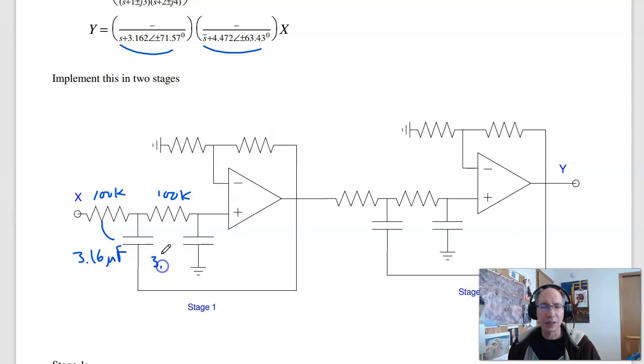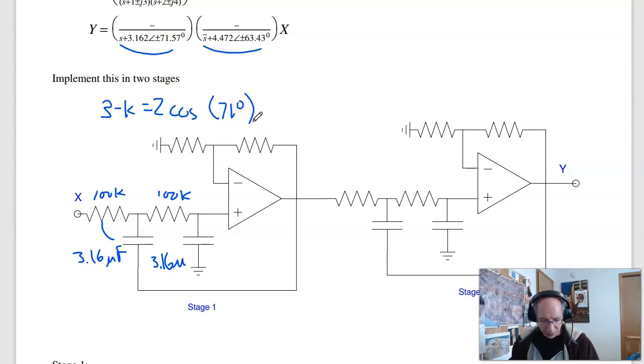Same thing here, 3.16. To get 71 degrees, I have 3 minus k is 2 cosine of 71 degrees. That gives you cosine of 71 times 2, 3 minus 2.34. So k is 2.34. Pick this, I'm going to pick 100k. And this is 134k. So the ratio is 1.34 plus 1, giving again 2.34.